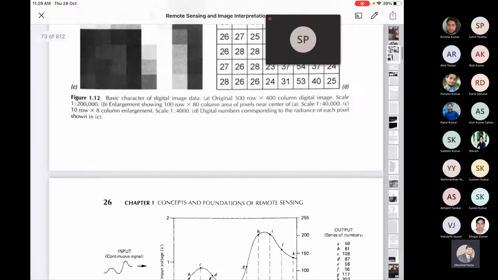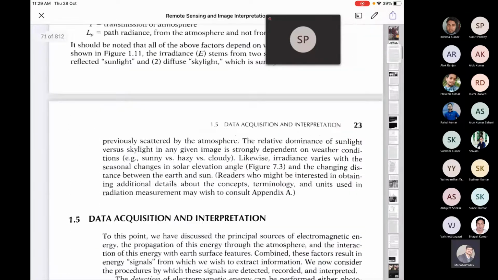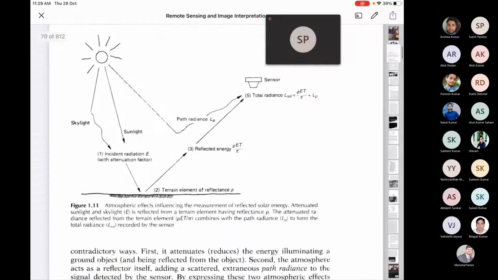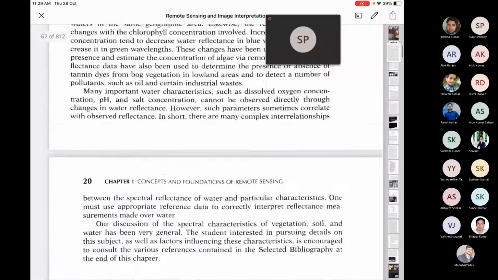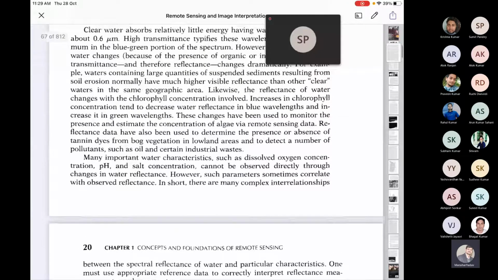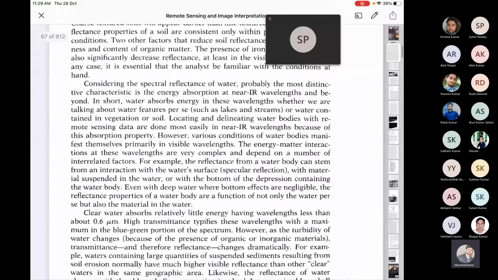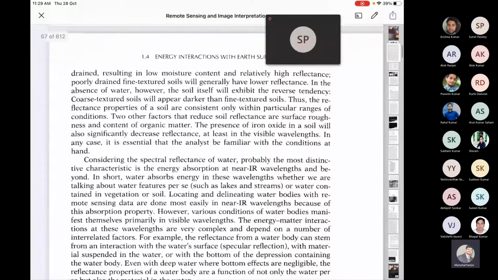Yes, come to this point, the A to D converter. At the sensor, what happens? So the spectral response pattern, in terms of spectral signature for water, vegetation, soil, and snow, we have already discussed before. You can refer to these paragraphs in section 1.4, which talks about energy interaction with surface features. You will get a discussion on that.